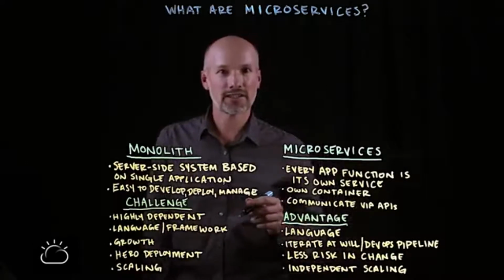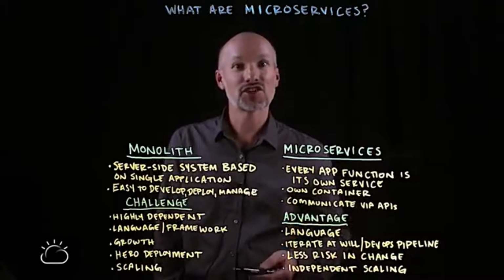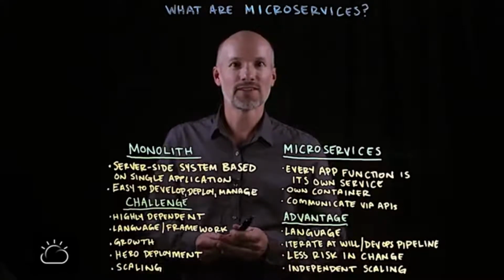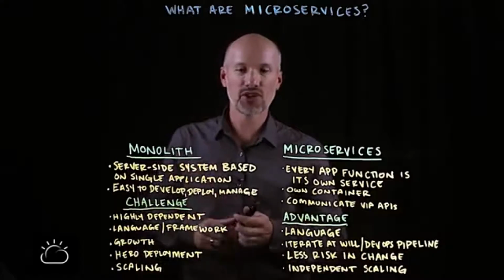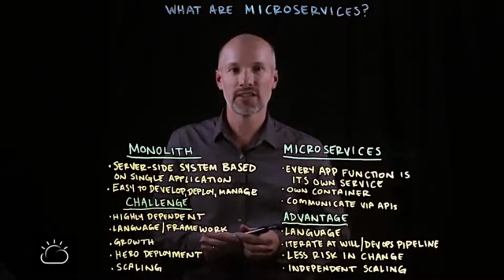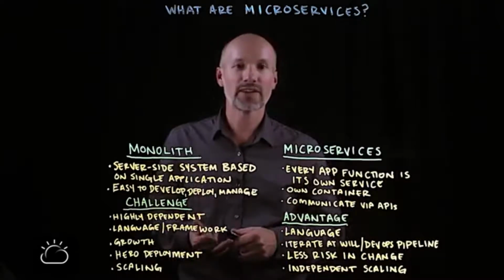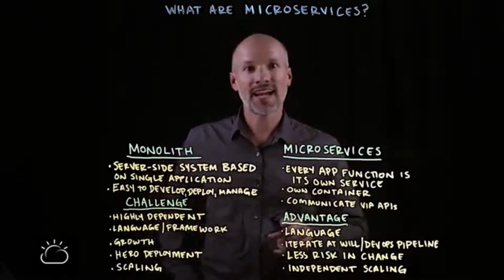The monolithic architecture is a server-side system based on a single application. In a Java world, for example, the application would be put into a jar or WAR file and deployed as a whole into a production environment. The thing about a monolith is they're easy to develop, deploy, and manage. But things happen over time.